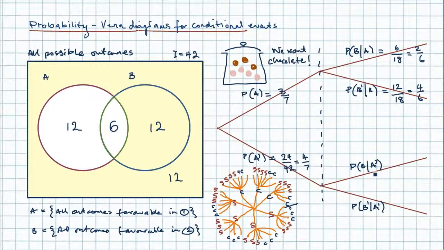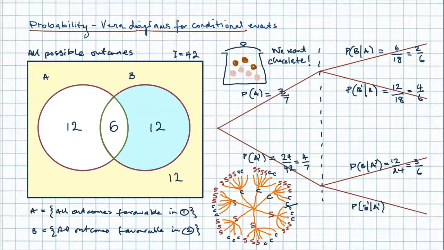So, finally, let's have a look at this arm here. This is the probability of B given not A. So, given this yellow region here now, everything that's not in A, so 12 add 12, what's the region of B? What do we have in B? Well, B must be this region here, okay? So it's 12 out of 24. 12 out of 24 simplifies, of course. We'll divide top and bottom by 4 this time, and we get 3 out of 6, which again is what we would expect.